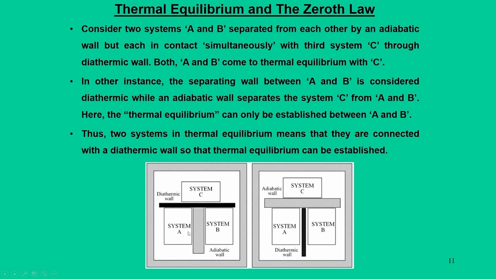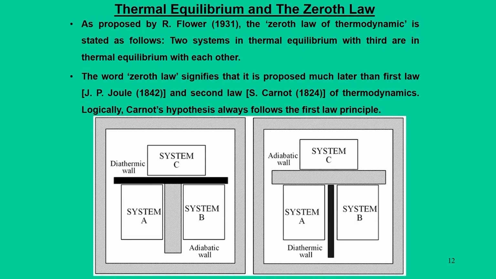So, in this case equilibrium can be achieved between A and B, but in the first case the equilibrium can be achieved for A and B through the system C. This is the most essential concept of thermal equilibrium and the Zeroth law, which says that if two systems are in thermal equilibrium with a third, then they are also in thermal equilibrium with each other. It was initially proposed by the scientist R. Fowler in the year 1931.